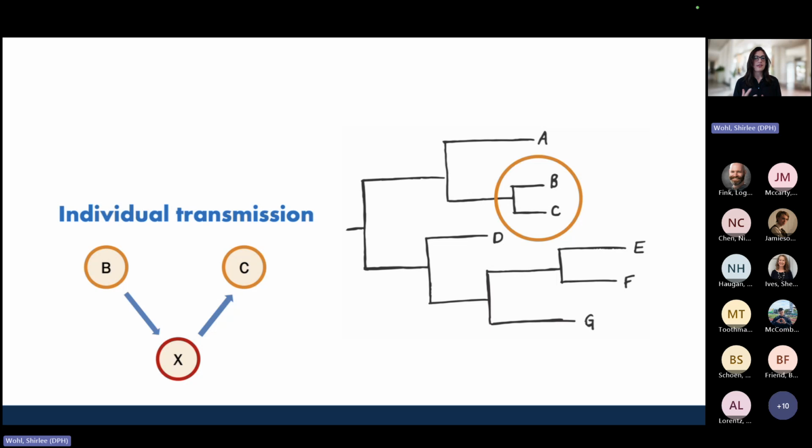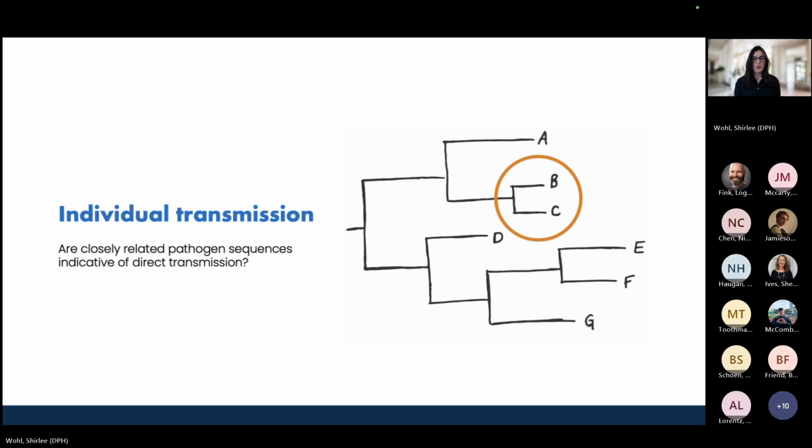So this example shows the specific question that I'm trying to get at. We want to make sure we're narrowing down on a specific question before developing the methodology, which can be summarized as: are closely related pathogen sequences indicative of direct transmission? It's relatively easy to conceptualize if you imagine an outbreak where you sample 100% of cases. If you see something like B and C like this, we know that they're direct transmission links because we know that we've sampled everything.